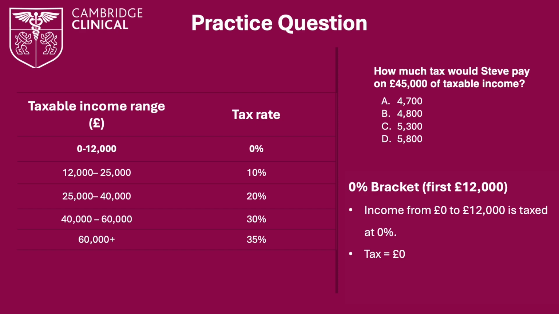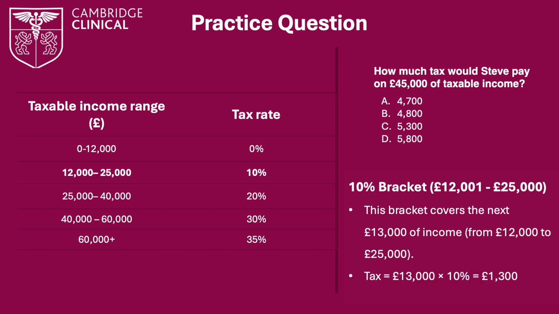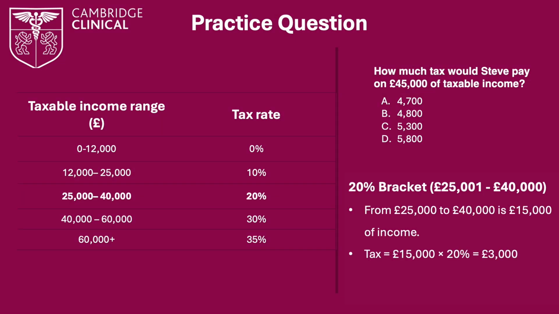Steve does not pay any tax in the first $12,000 of his income. In the next tax bracket, Steve pays 10% on $13,000, which is the size of the tax bracket, or rather, the difference between £25,000 and £12,000. Here, 10% of 13,000 is 1,300. Moving on, Steve pays 3,000 in the 20% tax bracket. This comes from multiplying 20% by 15,000.